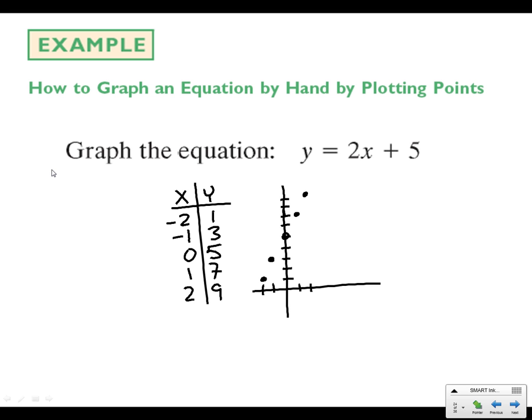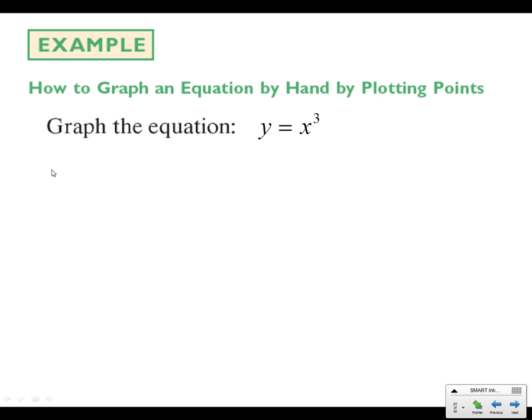Now your graphs are probably going to be a little neater than this. It's kind of hard to make perfect straight lines here on the smartboard, but we can complete the graph by connecting all our points. This is going to be a nice straight line. Just a tip, anytime you see x to the first and your degree is 1, you're going to have a straight line. Okay, that's the equation for a line. X to the first power equals y.